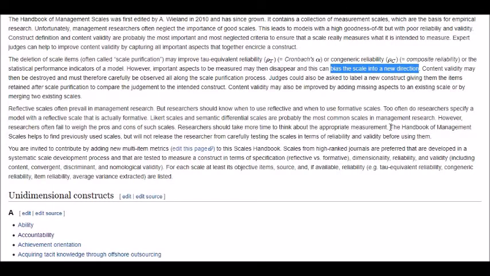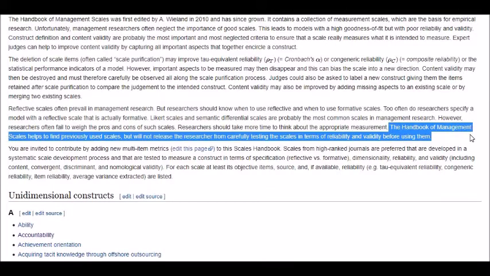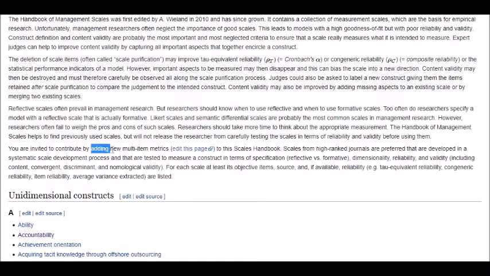Now I don't want to read each one of these things. However, I would say the Handbook of Management Scales helps to find previously used scales, but will not release the researcher from carefully testing the scales. That means you have to still go ahead with the CFA in terms of the reliability and validity before using them for your own research work. So here they are talking about that, yes, if you want, you can go ahead and add new multi-item measures also, and then you can improve their own collection.